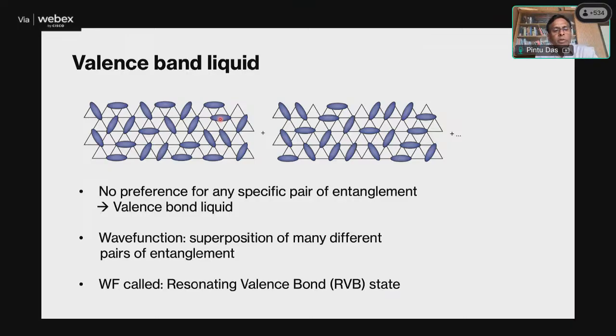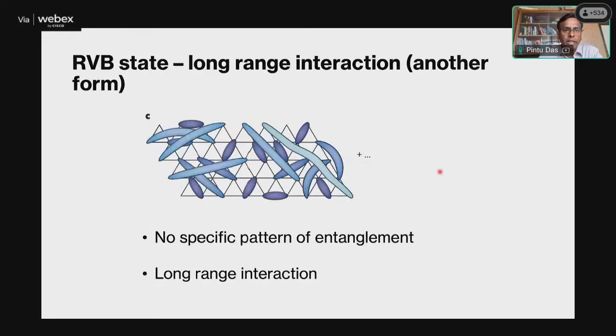If you look at the wave function of the entire system, this wave function will be a superposition of many different pairs of entanglement, as you see here. These wave functions are called resonating valence bond. These states are called the resonating valence bond state, and they lead to quantum spin liquid. The other example could be this. One can consider, in addition to what you have just seen, also long range entanglement like this. You see this banana shaped one, which means the entanglement between spin here and spin here, these are antiferromagnetically aligned.